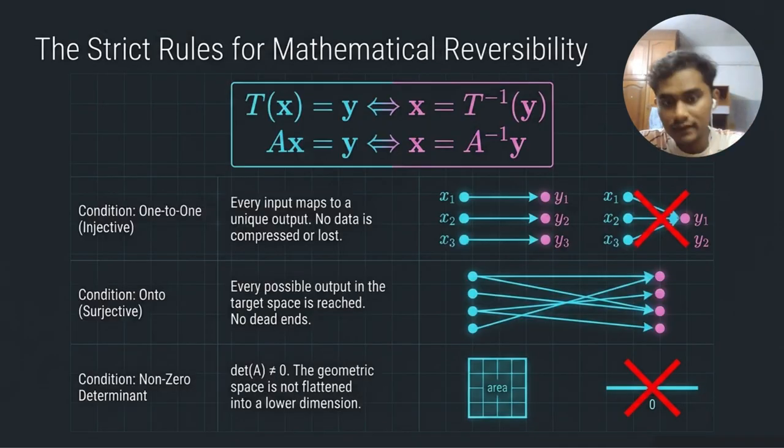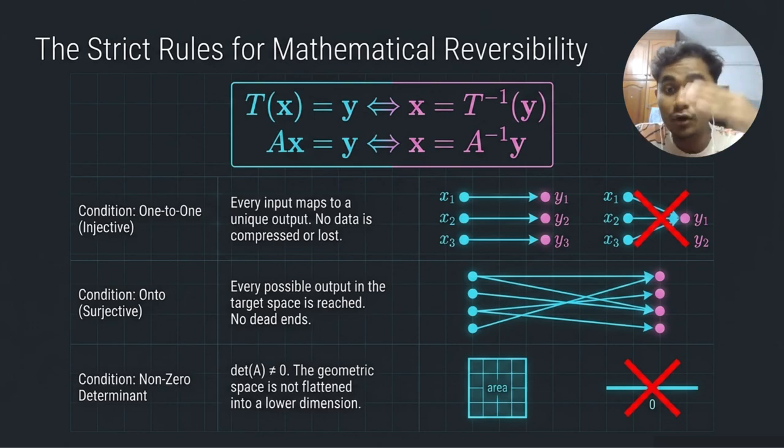As I have said before, there are three logical conditions which must be met before this linear transformation rule can be applied. Firstly, the transformation must be one-to-one, which is injective. Every single input vector must map to a unique output vector. This guarantees no crucial data is compressed, overlapping, or permanently lost during the process.